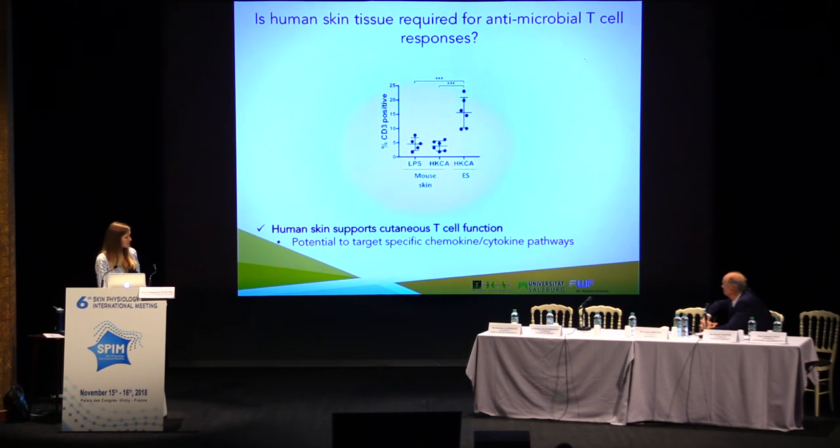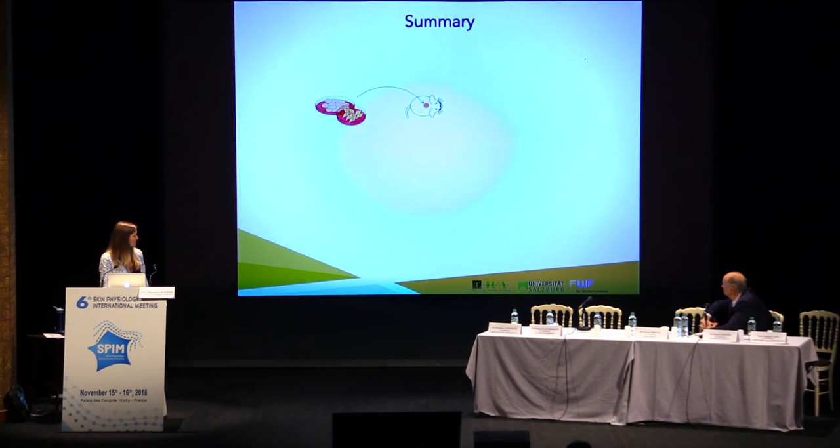So with that, I'm already at my summary. So we can say that by transplantation of keratinocytes and fibroblasts only, we can in vivo generate engineered skin that resembles human skin.